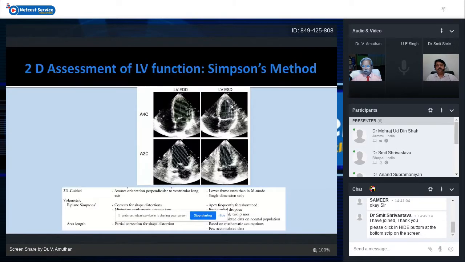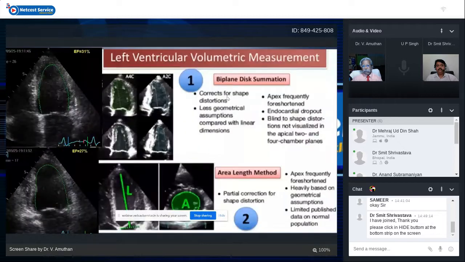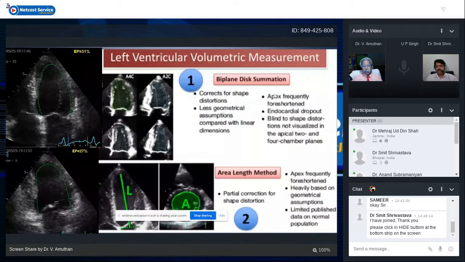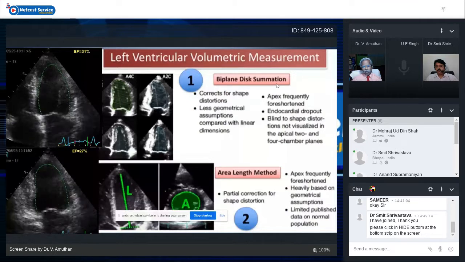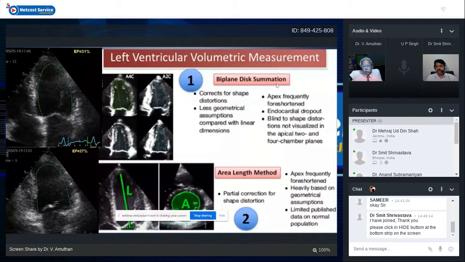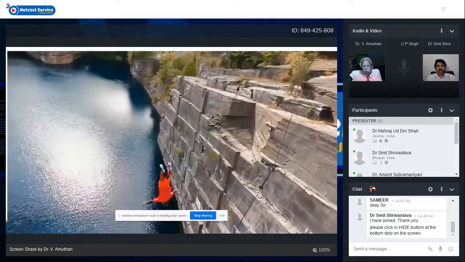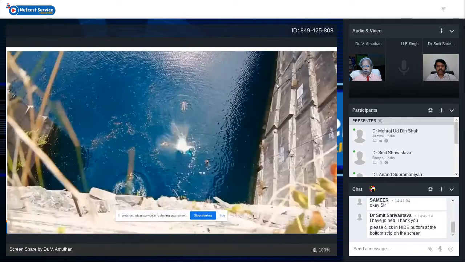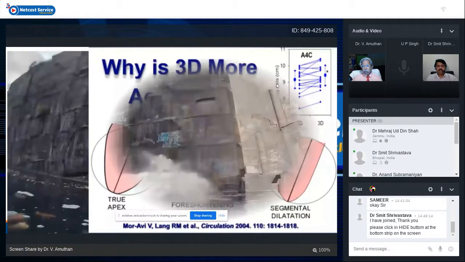The only good method is Simpson's method. See, it's a method of multiple cylinders. Volumes are calculated and then added. It compares relatively well with the 3D echocardiography and the CMR, but still the number one will be your volume calculation by 3D. If you are going to dive, you must know the depth. Without depth, if you are going to dive, you will die. So always remember 3D mode is better.